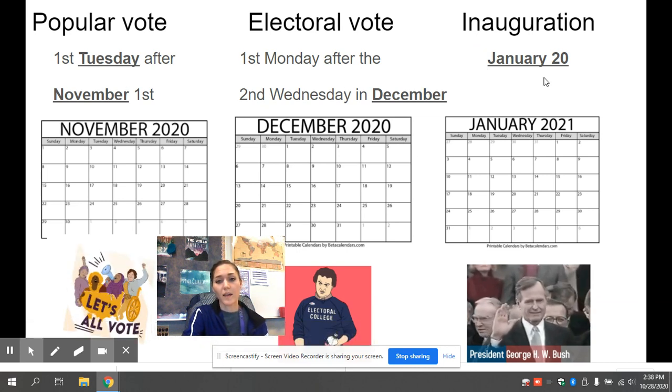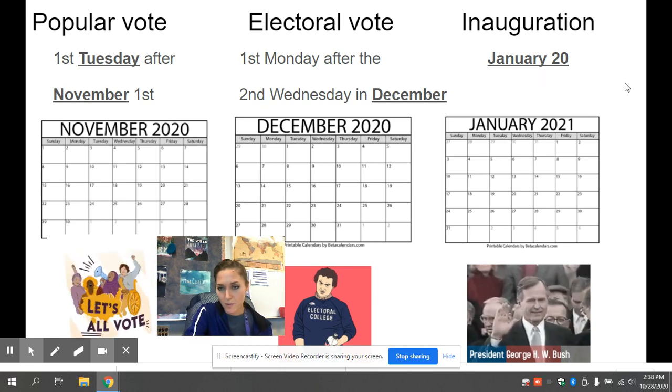And then a month later, they have the inauguration. This is the first day of that president's term. So whoever won the election, their very first day on the job is January 20th. And that's when they do their inauguration, the official ceremony where they pledge an oath to take care of the United States to the best of their ability.